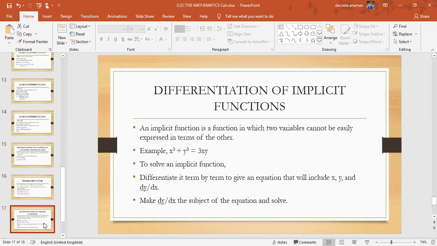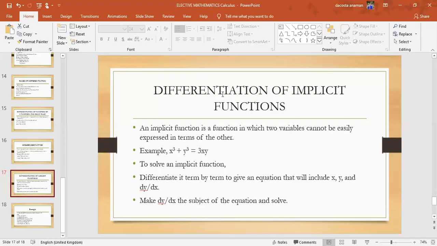Now, the last thing that we need to talk about is differentiation of implicit functions. Now the last one for today will be differentiation of implicit functions. When we say an implicit function, it is a function in which two variables cannot be easily expressed in terms of the other. So we cannot easily express one variable in terms of the other.